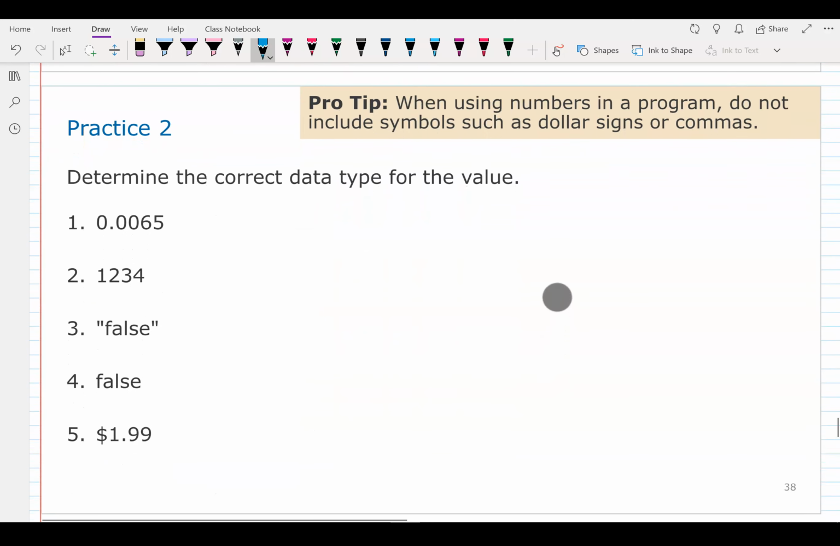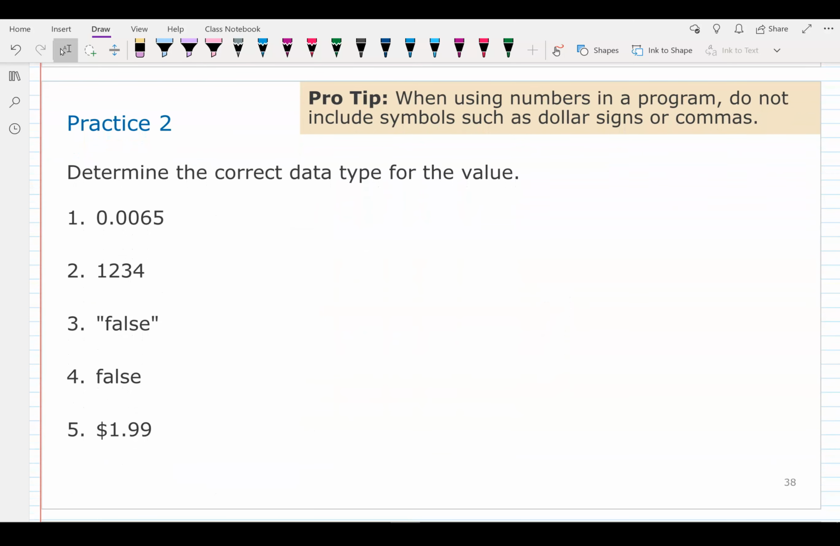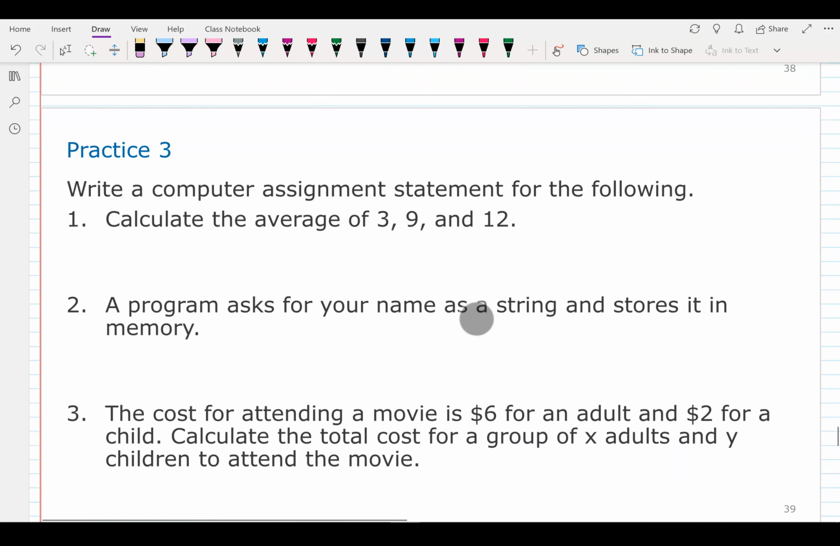In practice 2, it says determine the correct data type. So you'll need to learn about what data types are, and then you'll be able to classify these. I'll let you try that yourself in the reading assignment, but you'll learn that, for example, this is a different data type than false, of course, because there are 2 different types of data. I'm not going to try to over-explain that. I want you to do that yourself. I'm just showing you the problems.